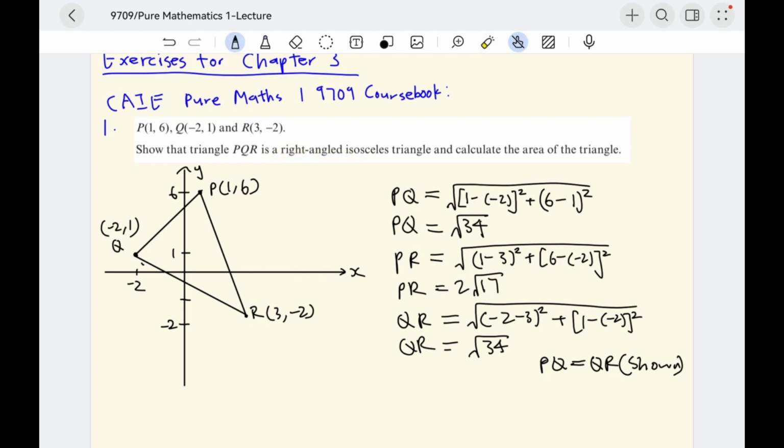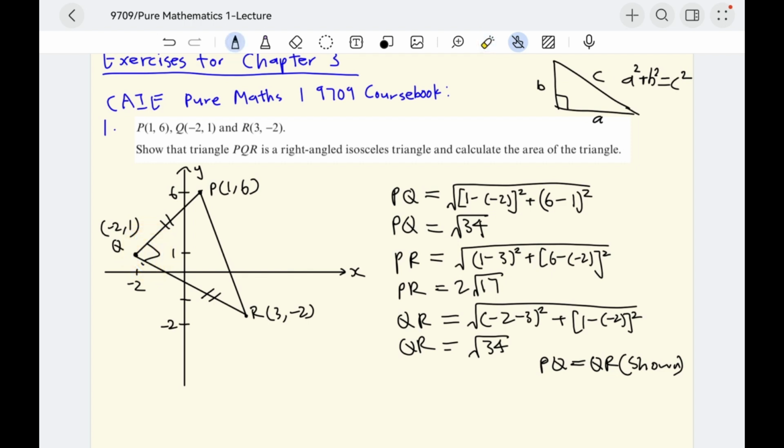When will you use the Pythagoras theorem? When you are dealing with a right-angled triangle. As you know, here are your A, B, and C. What is their relationship? Just the Pythagoras theorem, which is A squared plus B squared equals C squared. Just carry out the same way. Since PQ is equal to QR, that leads to this angle possibly being the right angle. But how to prove it?